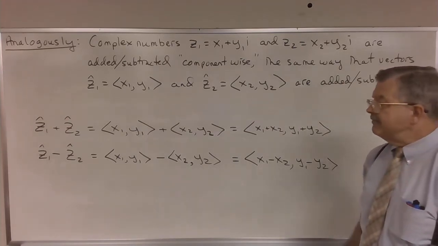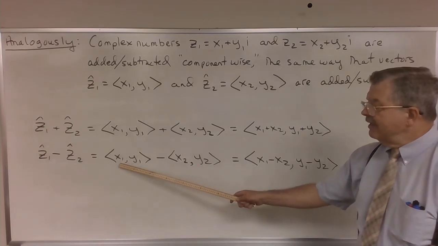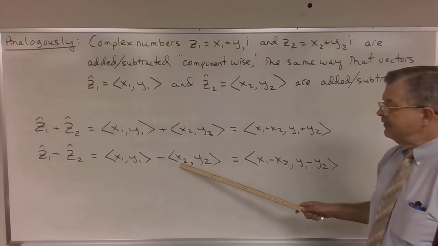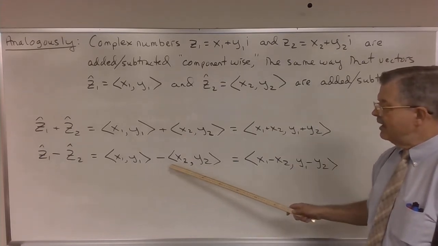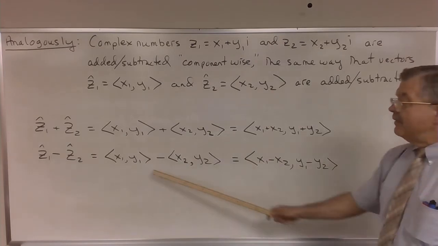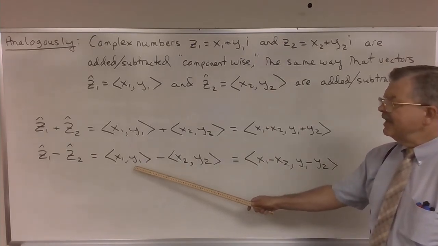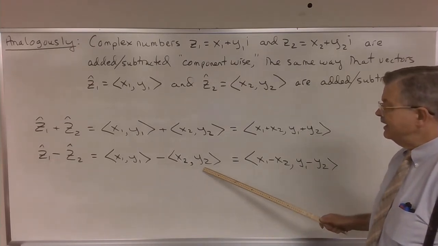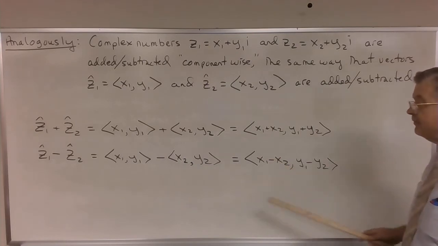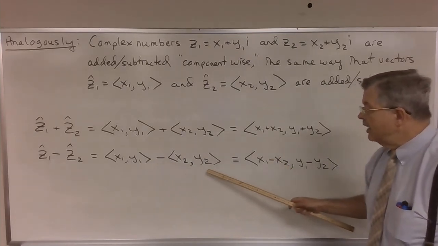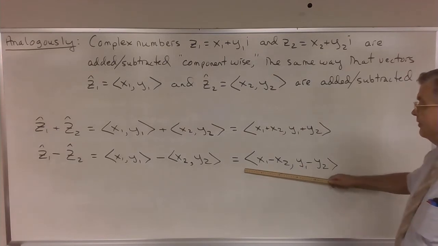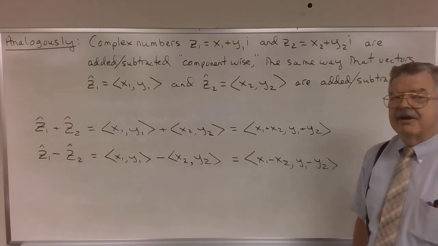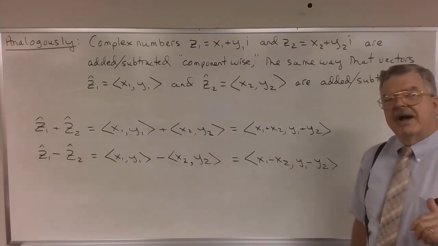And how do we subtract vectors? We take the first component of the first and subtract the first component of the second, x1 minus x2. And we take the second component of the first vector and subtract the second component of the second vector, y1 minus y2. This is the difference of the two vectors. We subtract complex numbers exactly the same way.